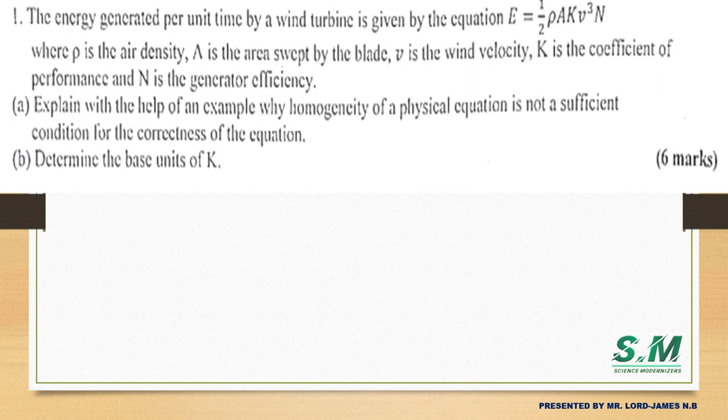The first question says we should explain with the help of an example why homogeneity of a physical equation is not a sufficient condition for the correctness of an equation, and the B says we should determine the base unit of constant K. So let's get started.